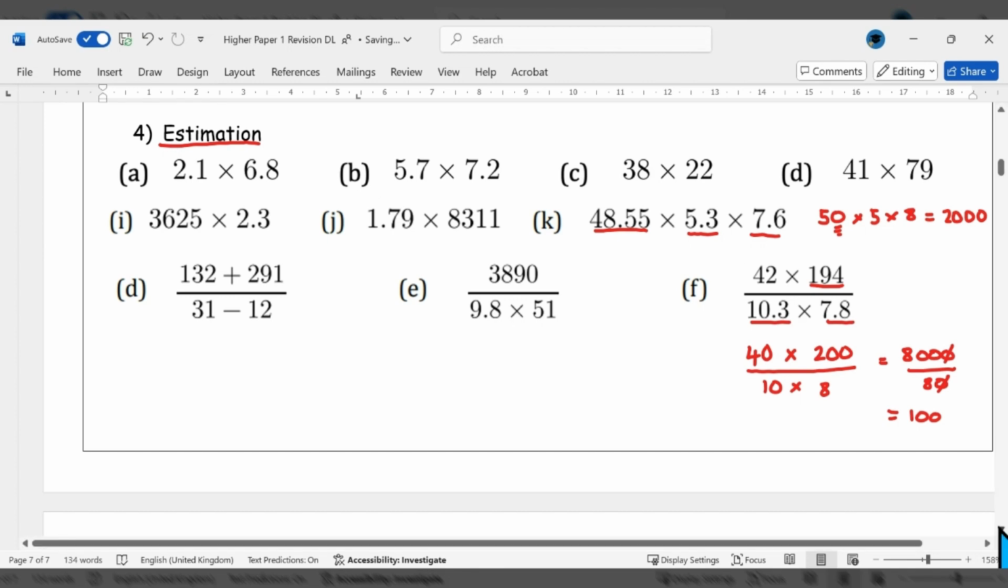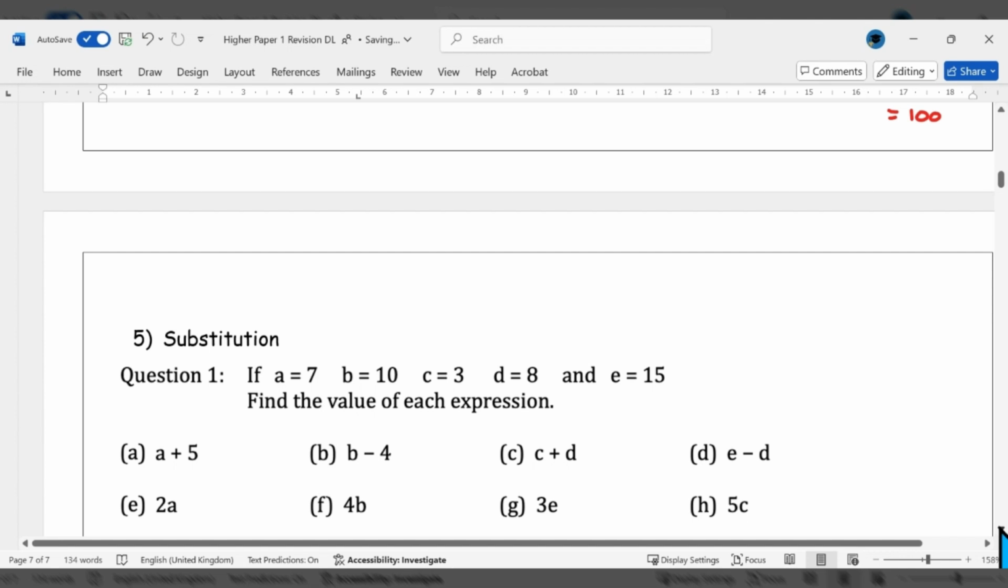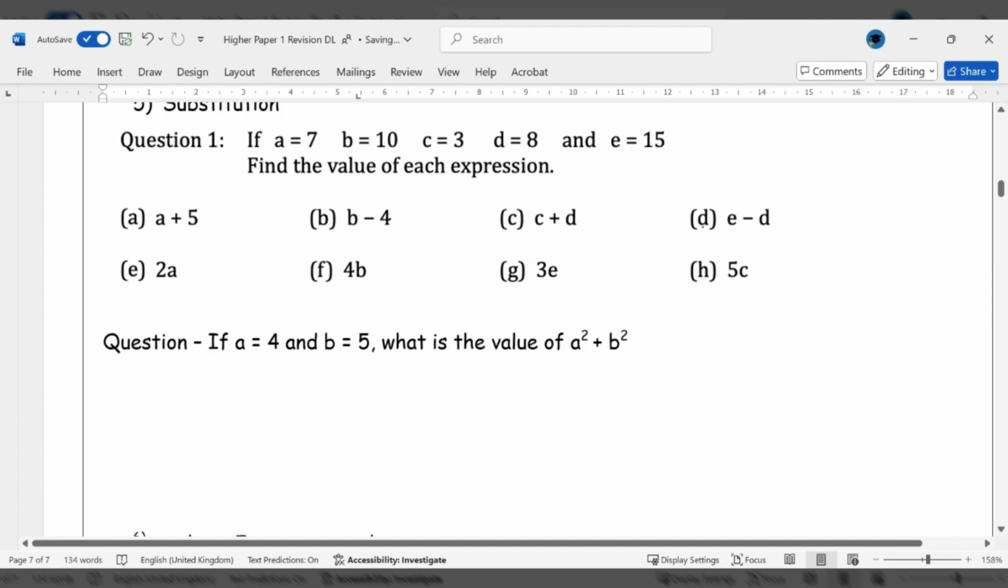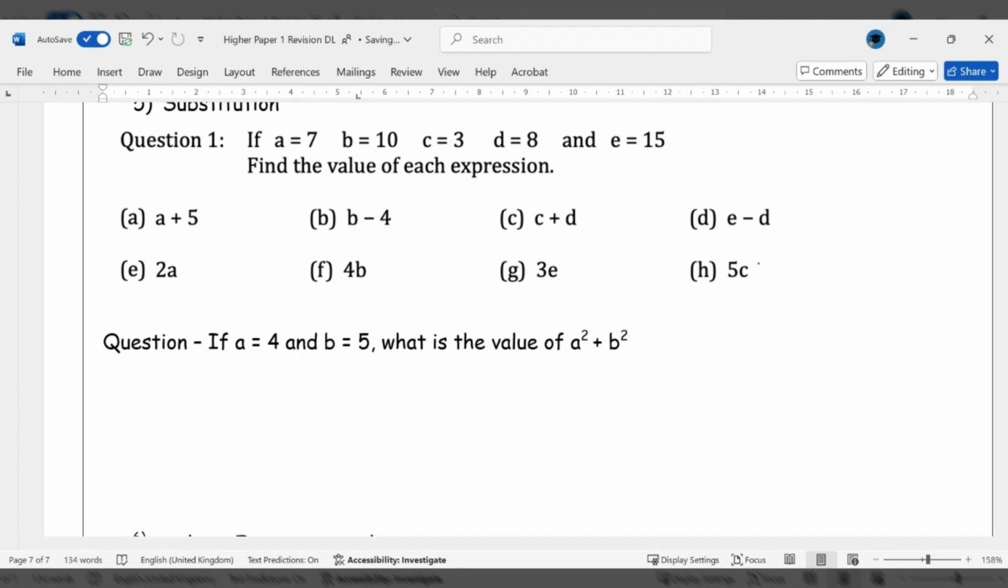Okay. Topic 5, substitution. Yeah, easy enough. Just put these numbers in instead of these. So we need to know that 5c means 5 times c. What is c? Well, c is 3. So just 5 times 3. So substitution, the answers are going to be numbers. Okay. E take away d, 15. Take away d is 8. So 7.